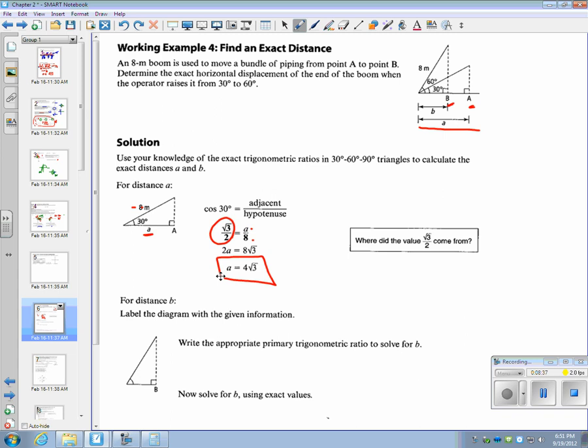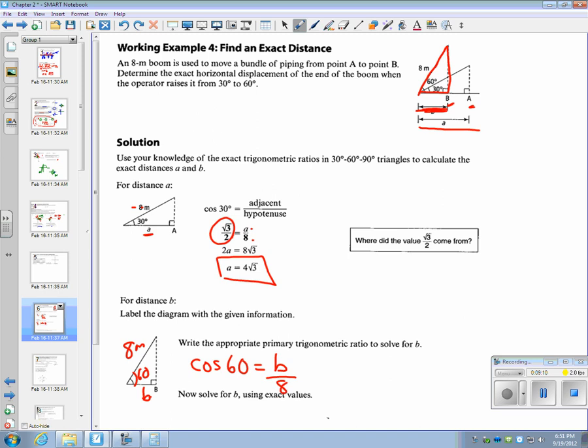Now they're looking at distance b. This distance. So now we're looking at this triangle here. In this triangle here, we still have the 8-meter boom, but this is 60 degrees. So now they want to know b. Write the appropriate ratio to solve for b. This b is still adjacent to 60. So cos of 60 is equal to adjacent over hypotenuse. Adjacent is b and the hypotenuse is 8.